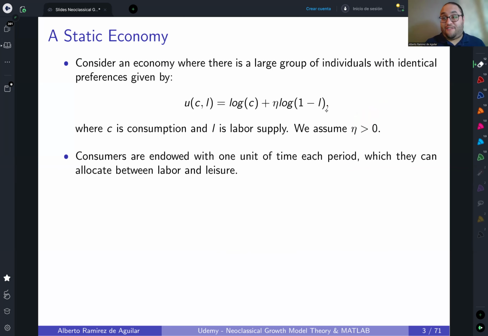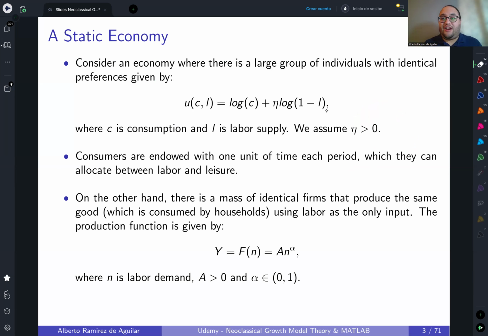But on the other hand, we have firms. Okay. And again, firms are going to be these entities that will bring to the table the production and the technology of the economy. Similarly to the households, we're going to be assuming that there's a lot of firms in the economy, and all of those firms have the same way of transforming their inputs into consumption or into the final good. Now, in this simple model, we're only going to be worried about labor allocation.